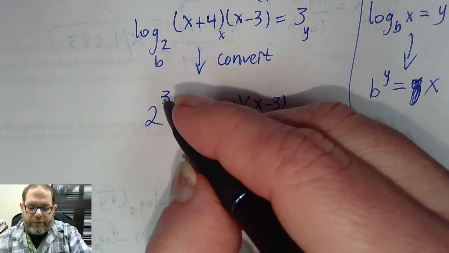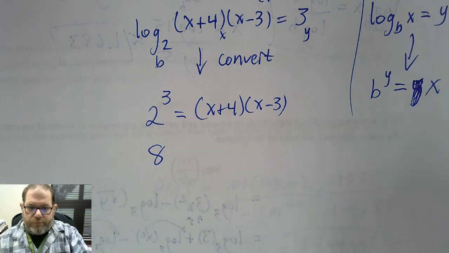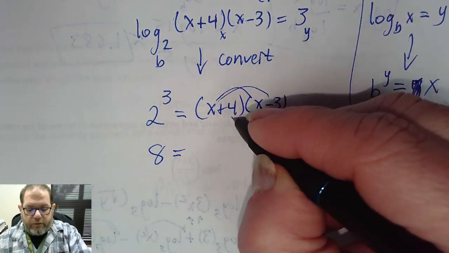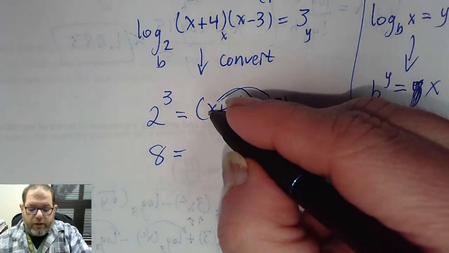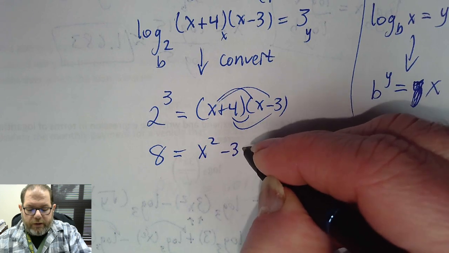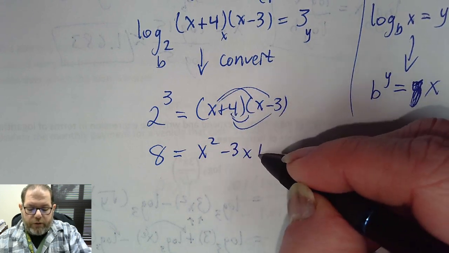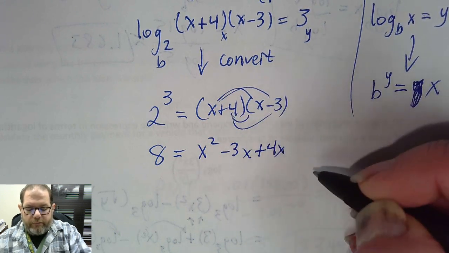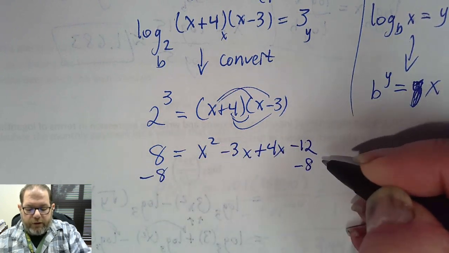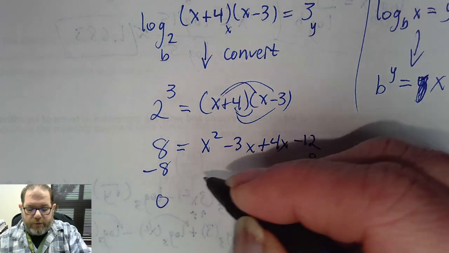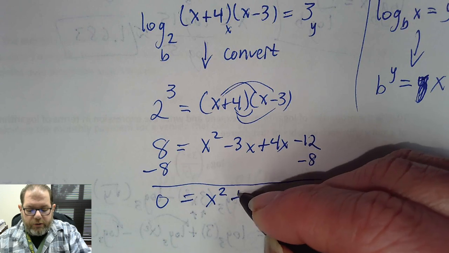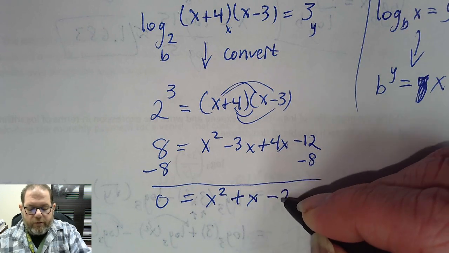2 to the 3rd power, that's an 8. 2 times 2 times 2. And on the right hand side, we'll go ahead and multiply everything out. FOIL that together. X times x is x squared. X times negative 3, negative 3x. 4 times x, 4x. And 4 times negative 3, negative 12. I'm going to go ahead and subtract our 8 over at the same moment. And so we end up with 0 equals x squared plus x minus 20.